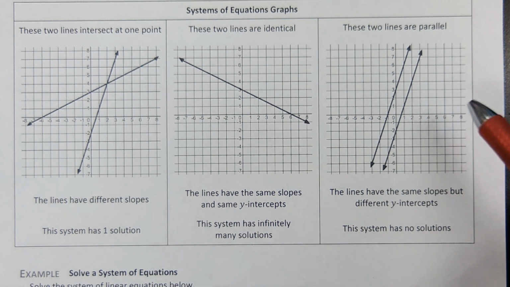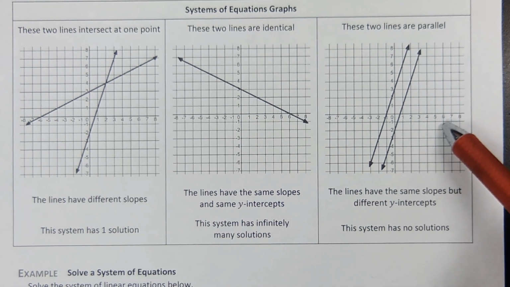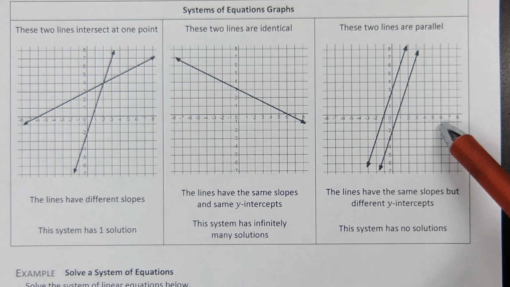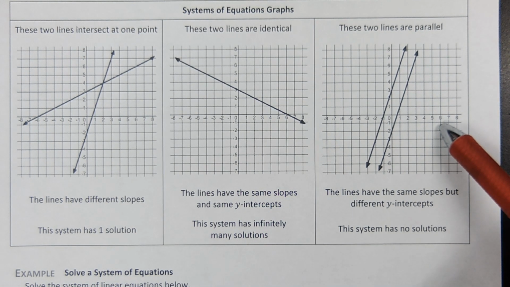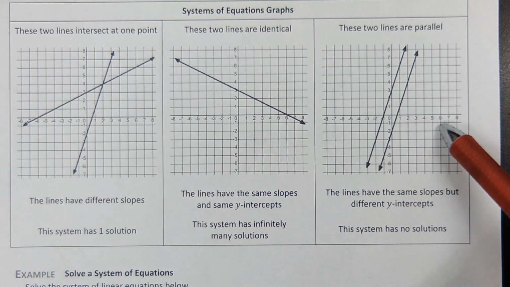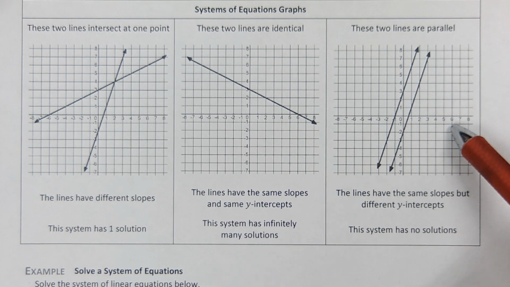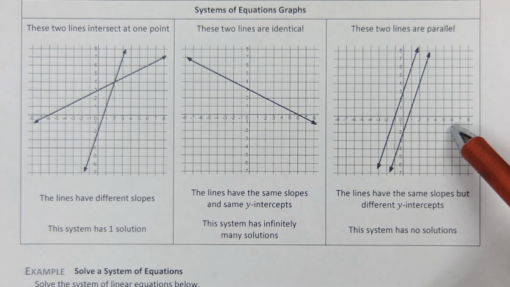And the last one that could occur is two lines with the same slope but different y-intercepts. These lines are parallel. No solutions. Parallel lines will never cross, as far as you know, in mathematics, okay?